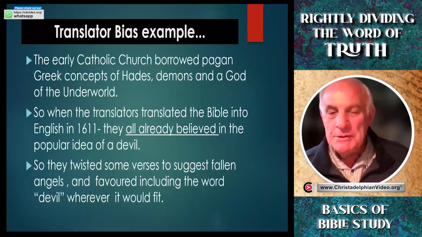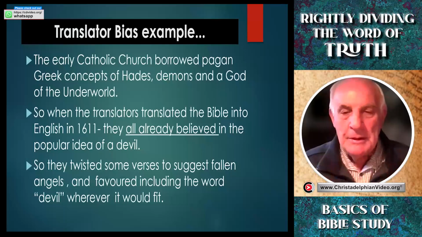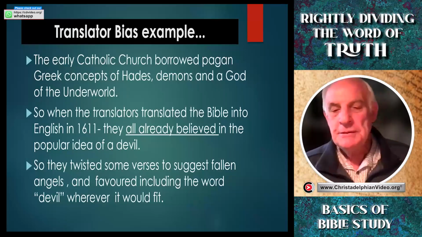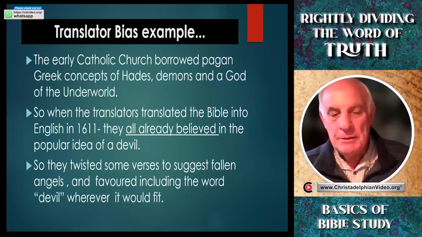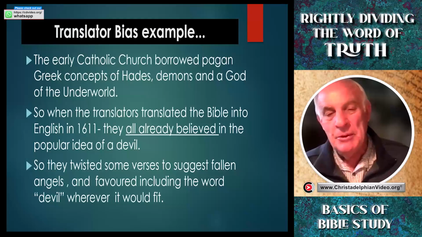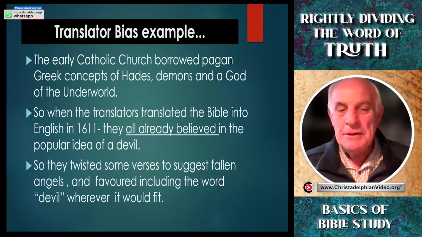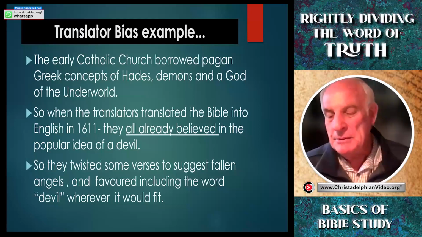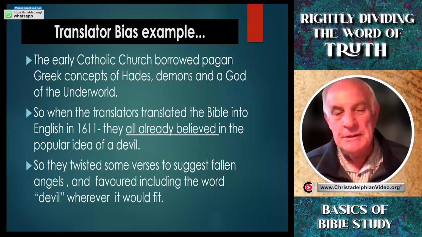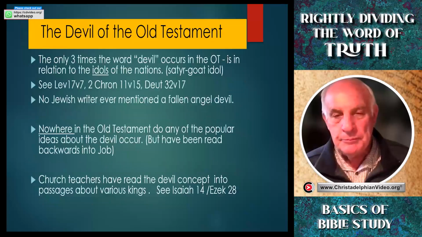So, just some examples of translator bias. The early Catholic Church, with their borrowed ideas, already had these ideas, and so they twisted verses to suggest fallen angels. They favoured including the word devil wherever it would fit, but it didn't always fit. So sometimes they translated the same word as something else because it didn't fit in certain contexts. So you can see this is the problem of translator bias. It brings inconsistency into the translation, and it means that they only put things in that favoured their existing viewpoint.